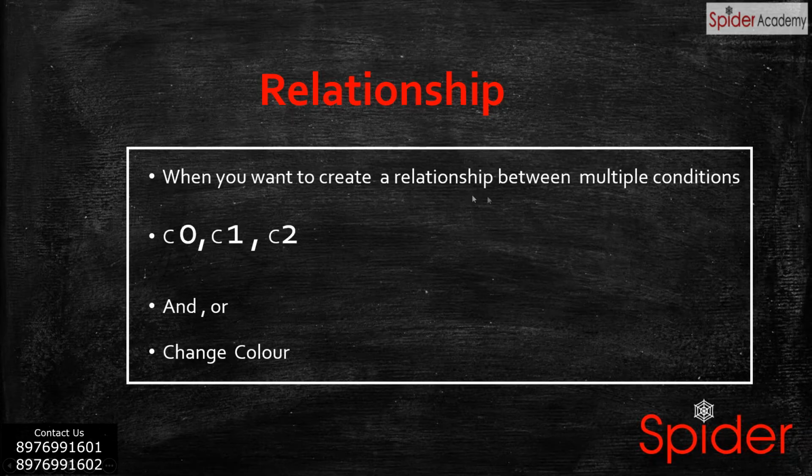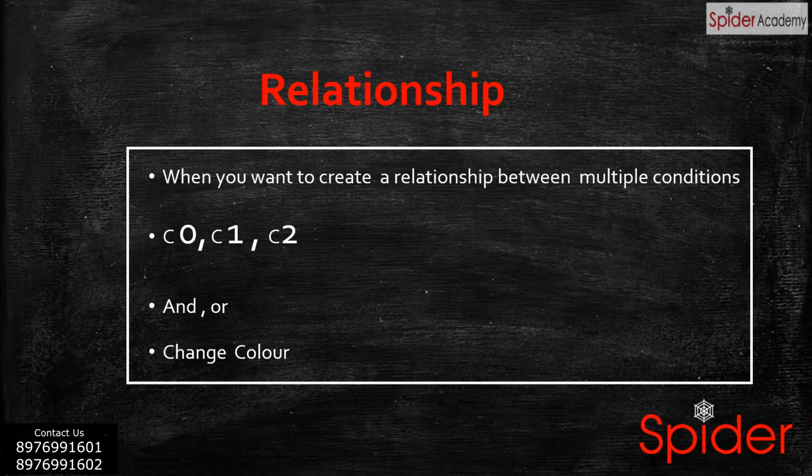You use relationship when you want to create a relationship between multiple conditions. So here is C0. C0 means condition 0, the first one which we clicked. Then C1, C2. In relationship, you will have to write conditions like this. Then we have and, or. Then we have change color. So these are the topics coming under relationship. We'll look at them one by one.